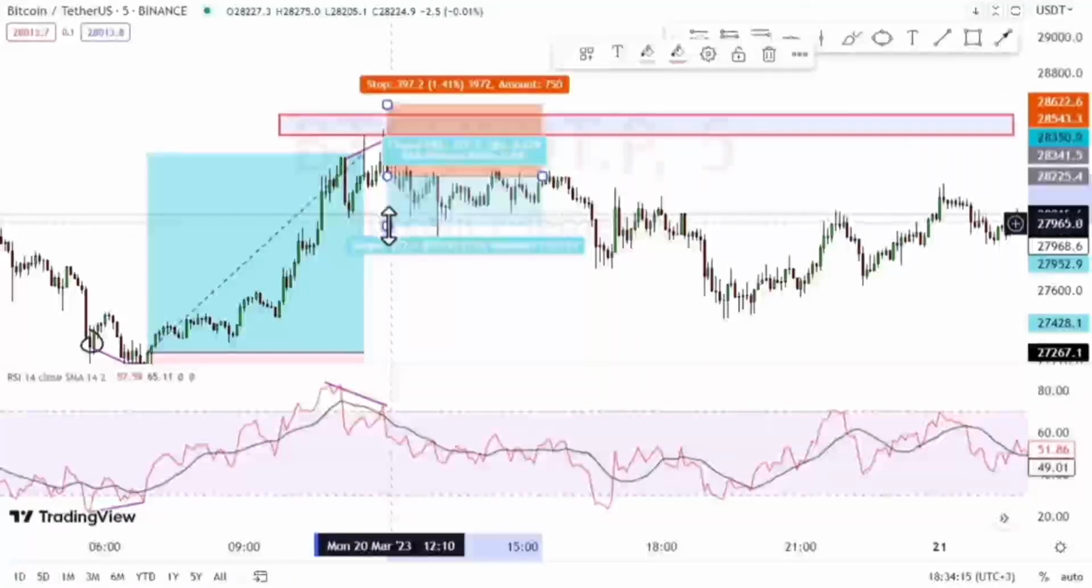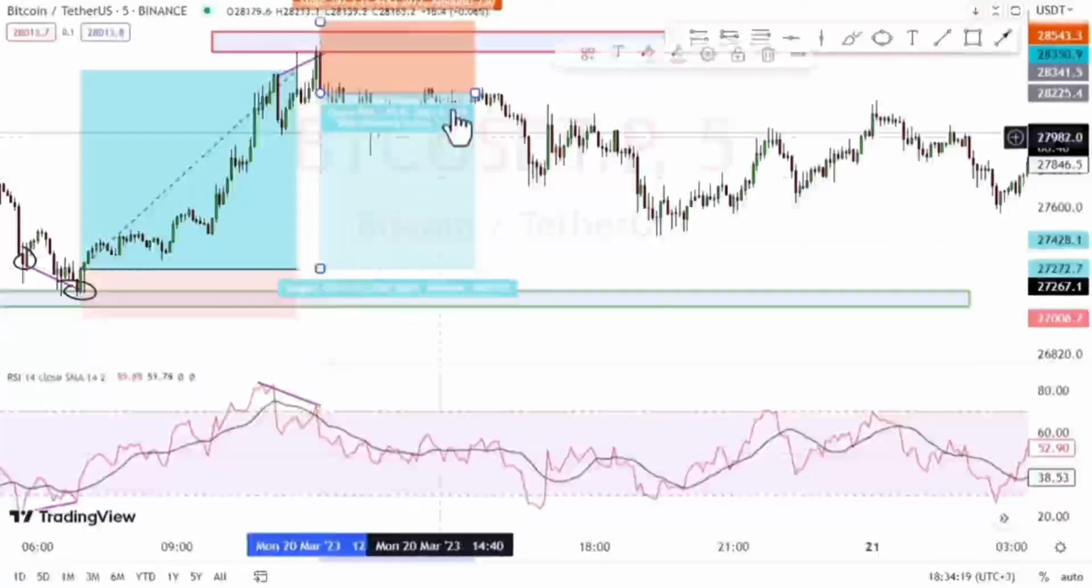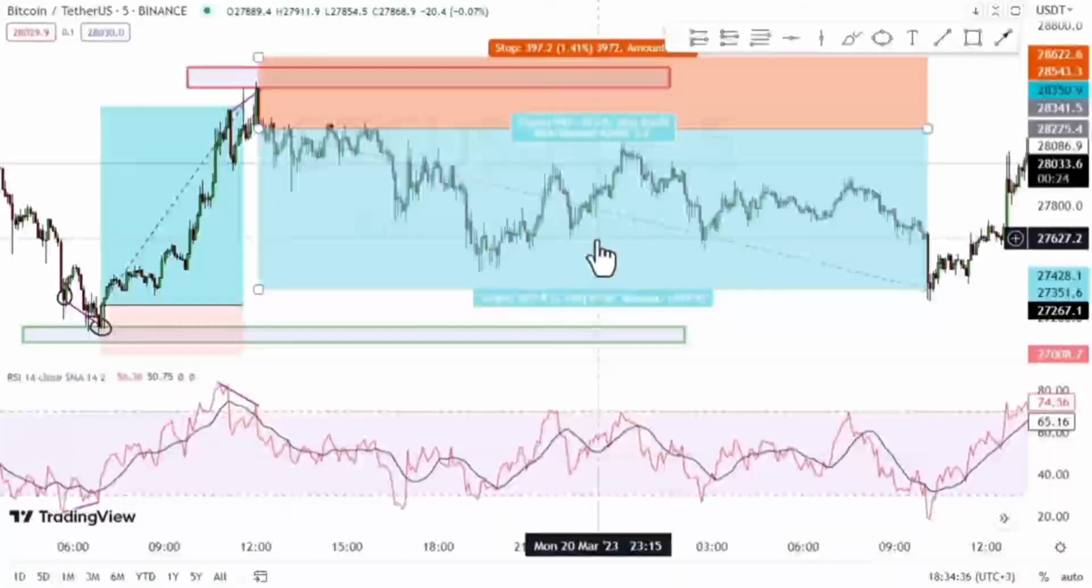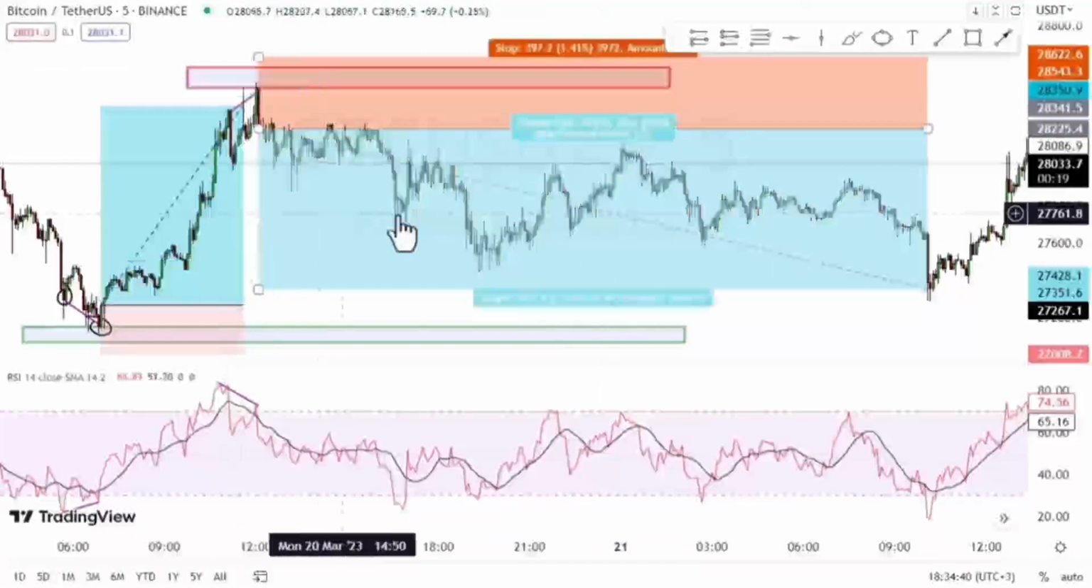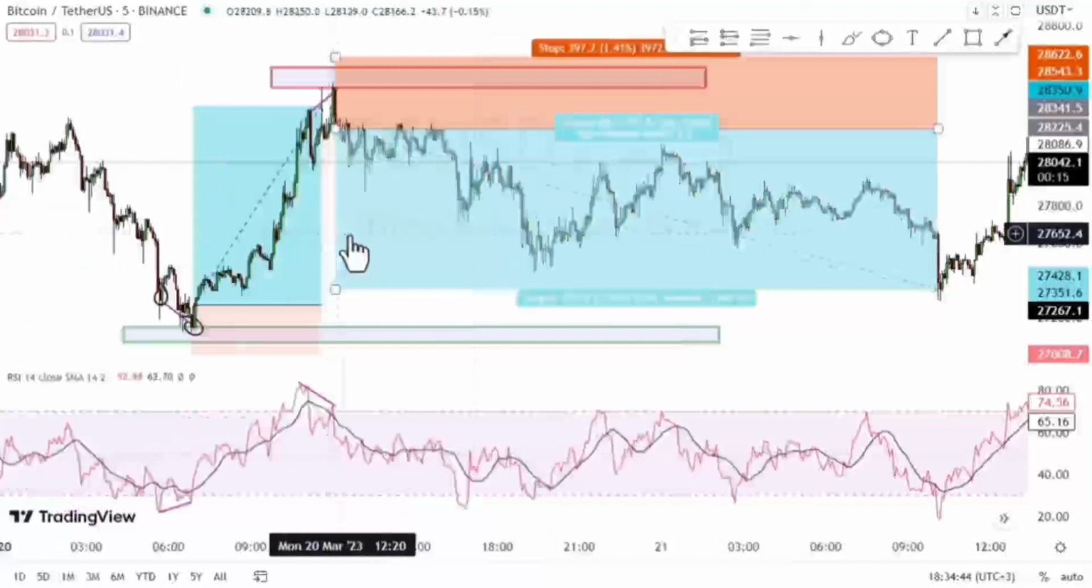Did it hit our target? Yes, it did. It took some time, but it did. It did beautifully in this case, and it was a nice trade. Another 31% with 10x leverage, and oh my god, if you made these two trades, it was almost 70% of profit in a matter of hours, and it is crazy.